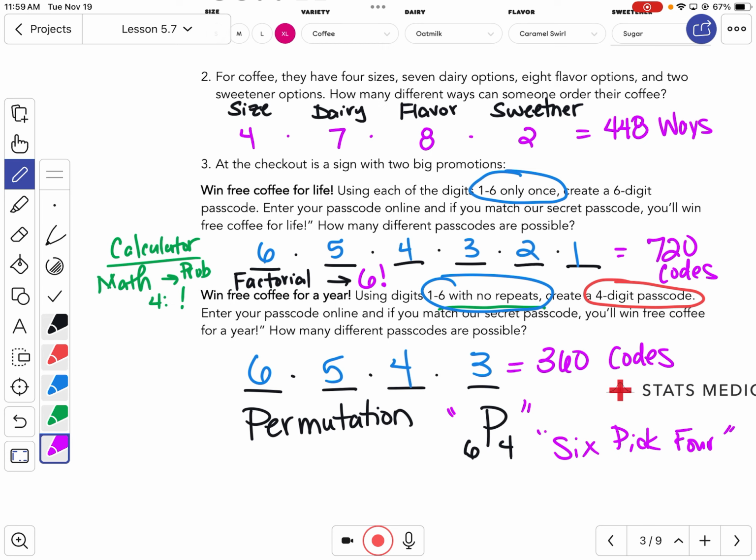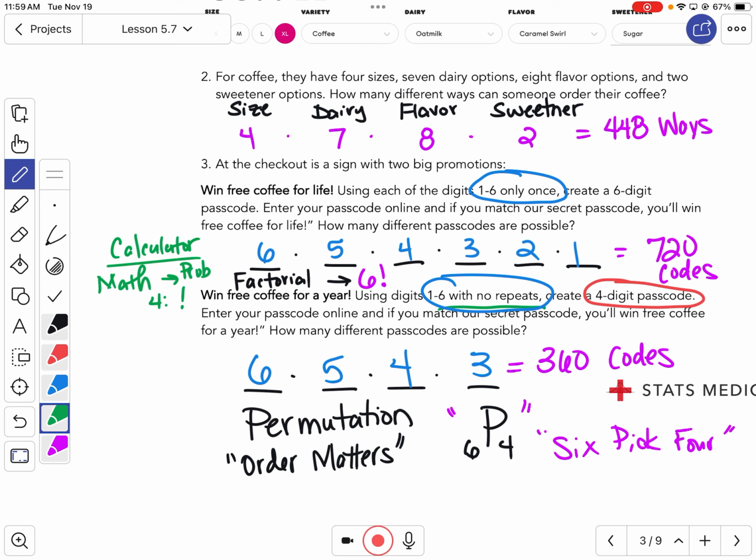In a permutation, the order matters. I only have 6 numbers to pick from for the first one, only 5 to pick from for the second one, and only 4 for the next. So the order that we're picking is important. Tomorrow we're going to talk about one where the order doesn't matter. It's a similar concept, but today the order does matter.